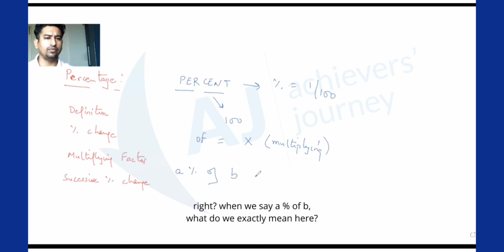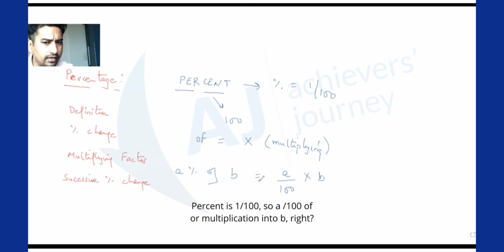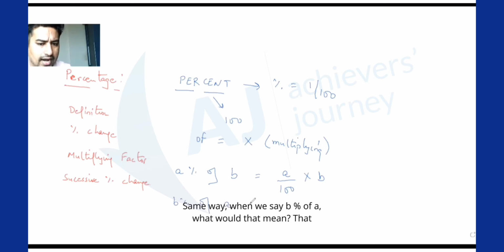Now when we say A percent of B, what do we exactly mean here? That means A by 100 into B, correct? Percent is 1 by 100, so A by 100, and of is multiplication into B, right? Same way, when we say B percent of A, what would that mean? That would mean B by 100 into A.